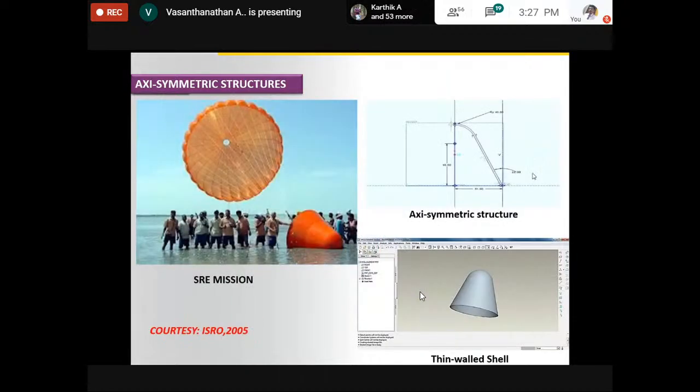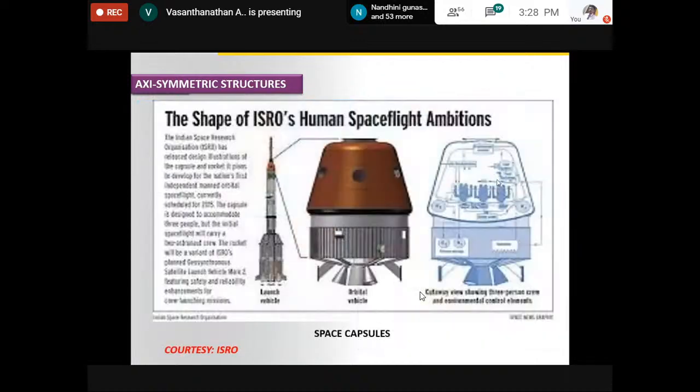This is called the space capsule recovery experiment. These are the space capsules. This capsule also comes under this axisymmetry feature. For modeling this thin-walled shell, you can simply model a structure like this and use the axisymmetric structure. This is a human space system. Now India is working towards human space flight. For this, they will be having a crew module. This crew module also comes under axisymmetry.